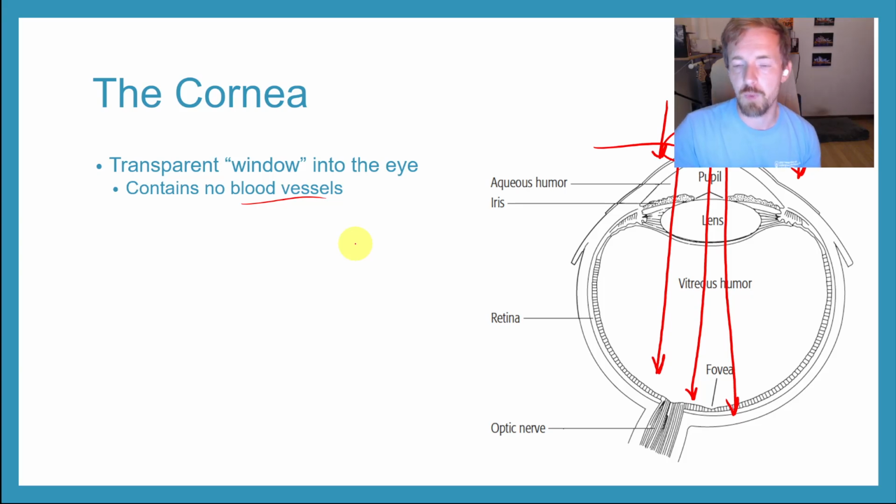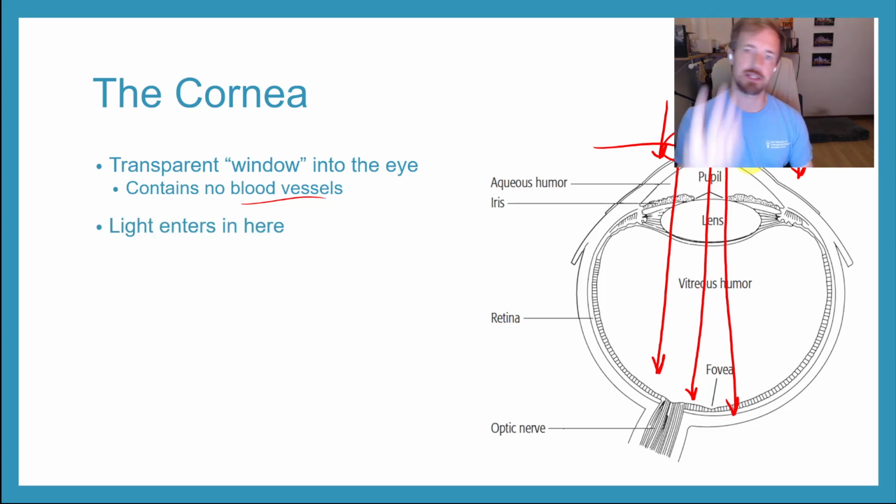And so if you're like, but wait a second, how the hell does that work? If there's no blood there, how does it get nutrients? How does it get the enzymes needed to keep those cells alive? That is because of this area right behind it, the aqueous humor.